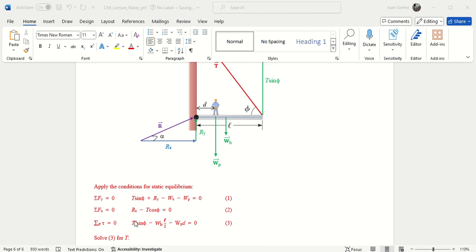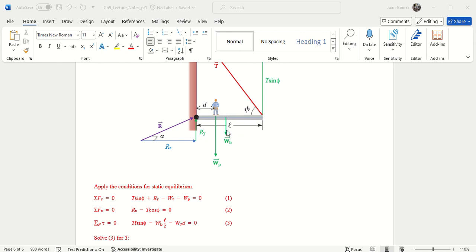All right, so the torque due to the tension is TL sine phi. Now notice here the lever arm is indicated. See this blue line right here. Well, notice both WB and WP, they make an angle of 90 degrees with their respective lever arms. We know that the sine of 90 is 1.